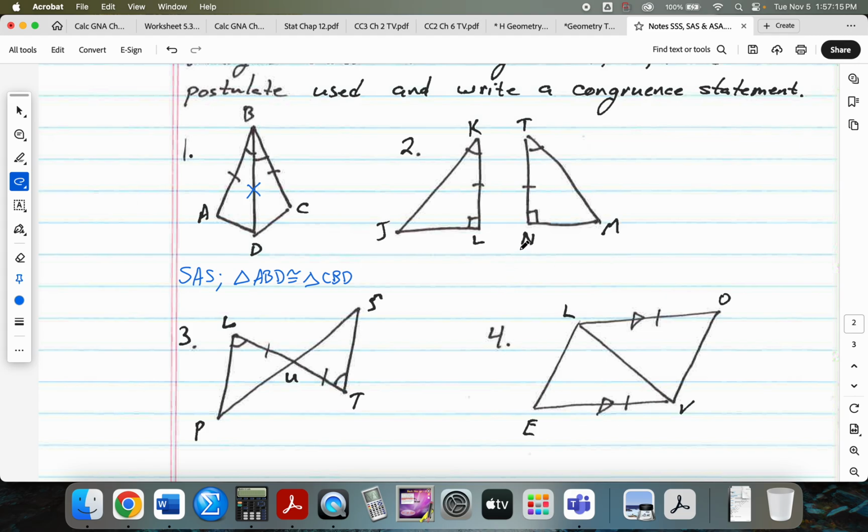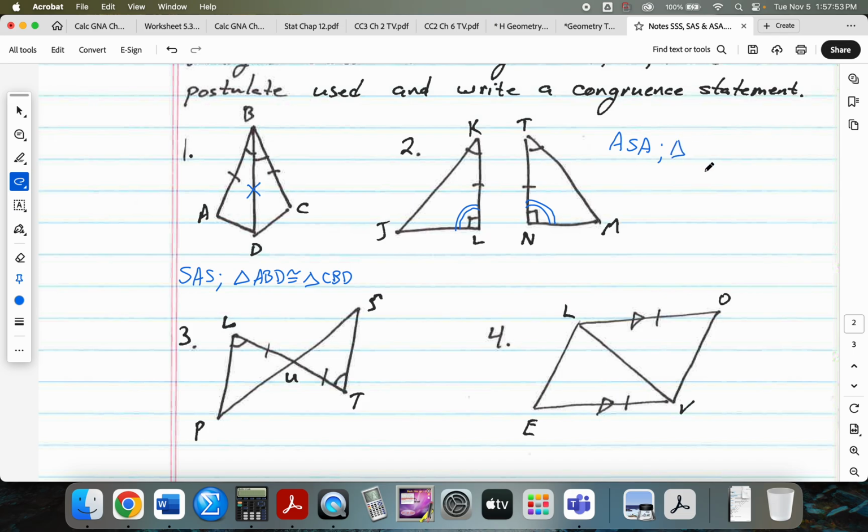For number two, we've only got one pair of angles marked congruent, but we know that all right angles are congruent, so we can add that to the diagram. These two right angles are congruent to each other. So now I've got two pairs of angles congruent, and I've got the side that goes in between those. So this is angle, side, angle. Two pairs of angles are marked, and one pair of sides that's in between them.